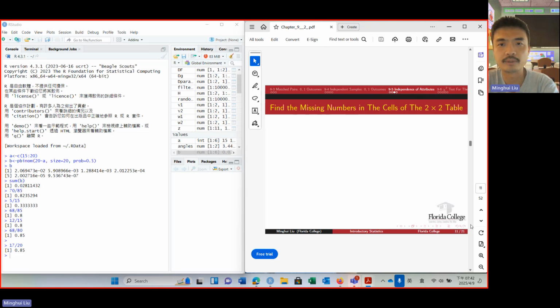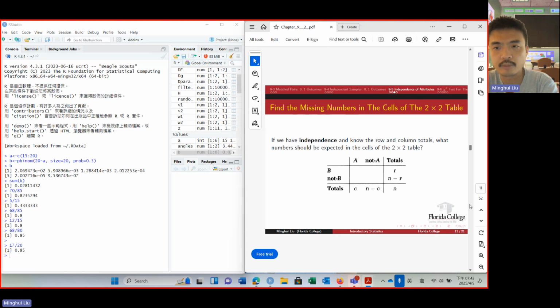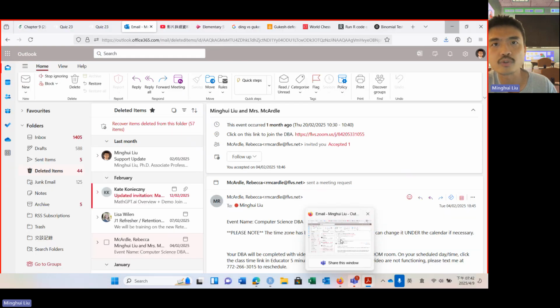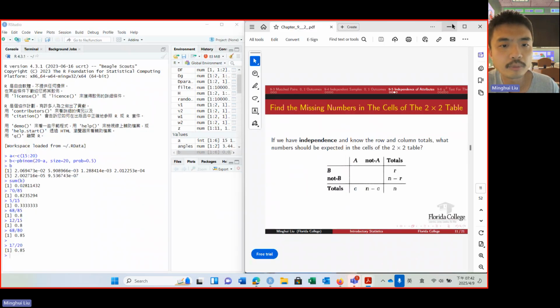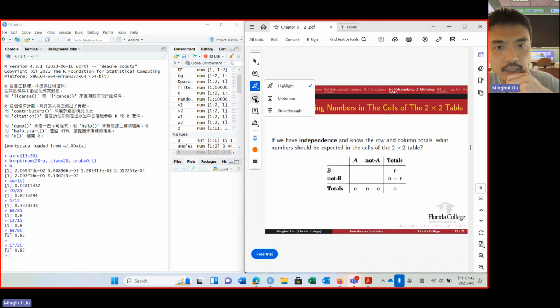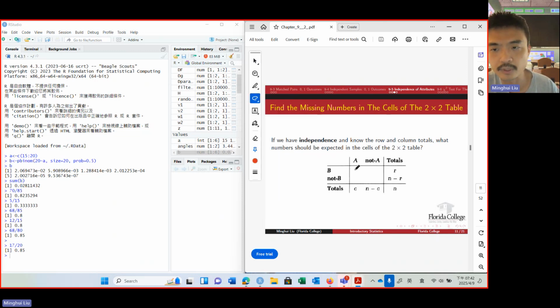Now let's talk a little bit about finding the missing numbers in the cells of the tables. Suppose you have a table like this. If we have independence and we know the row and the column totals, what number should be expected in the cells of the 2x2 table? So suppose that we assume that there is independence. Let me actually open the whiteboard, or actually I can do it here. Assuming that there is independence, we can find the missing values. So here is how it works.